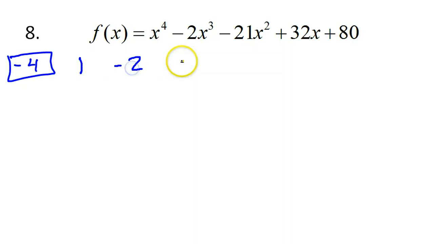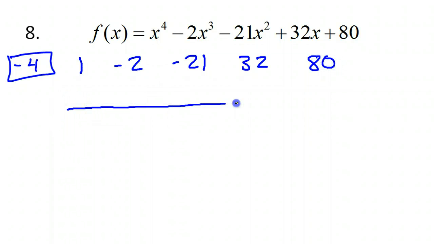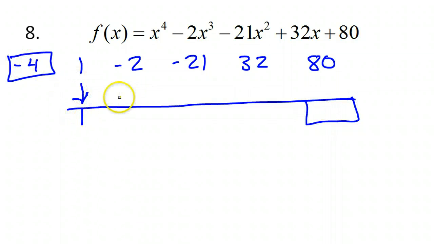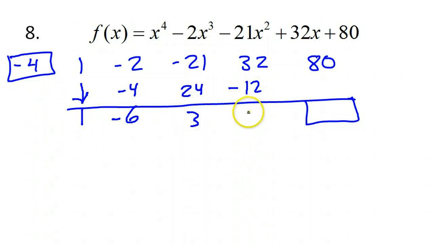Let's see, 1, -2, -21, 32, and 80. Let's see, multiply, get -4. That's -6. It's positive 24. That's 3. It's -12. That's 20. That's -80. That's 0.